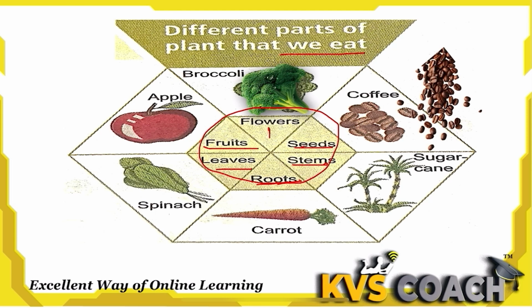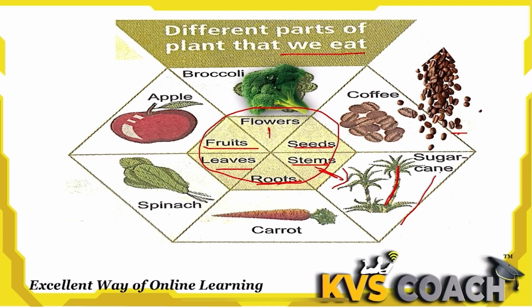Like if we talk about flowers, this is broccoli. We eat broccoli as a flower of the plant. Seed, we eat coffee seeds. This is the seed part of the plant. This is sugar cane. Sugar cane is a stem part of the plant.